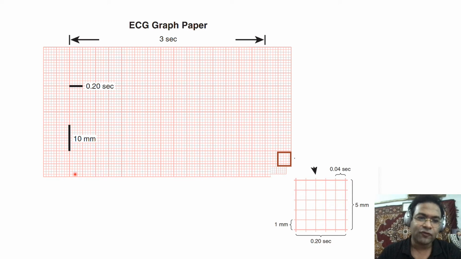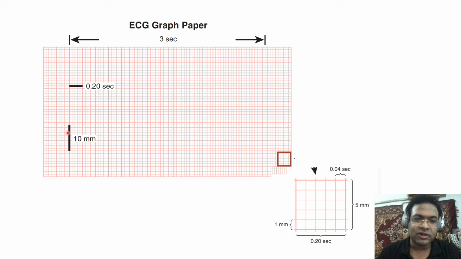Therefore, if you calculate the number of QRSs in 15 large squares, that means you would know how many beats there are in 3 seconds. Multiplied by 20, you can get the heart rate. This is especially important when the QRSs are coming at irregular intervals, as in atrial fibrillation.